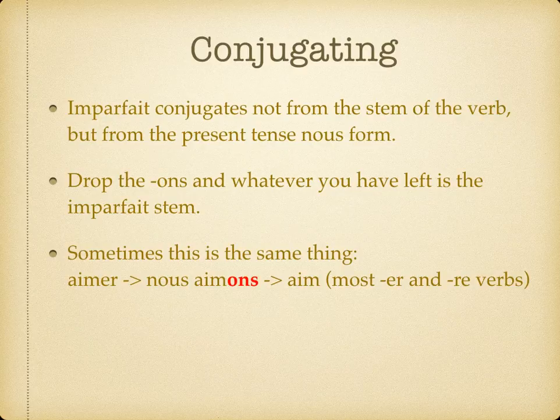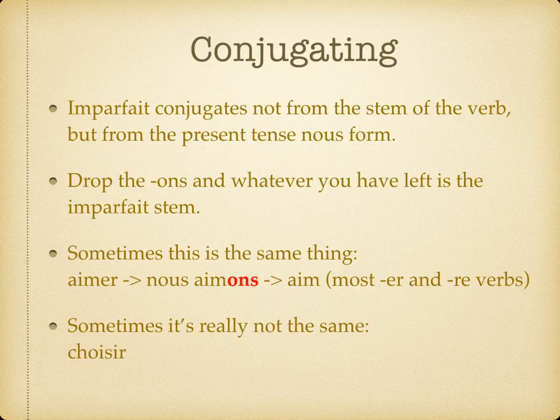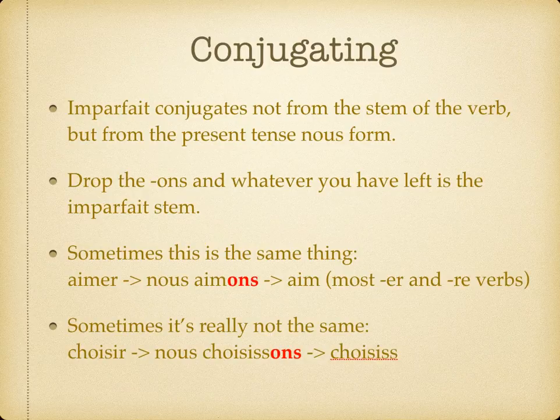However, IR verbs and almost every irregular, plus things like stem-changing verbs, GER verbs, CER verbs, etc., end up looking different. So, for example, if we have choisir, in the present tense we say nous choisissons. Remember, our IR ending will be ISSONS. So when we find our ONS and get rid of it, we have choisiss left, which is not the same as the original stem. Again, that's most IR verbs and irregulars.